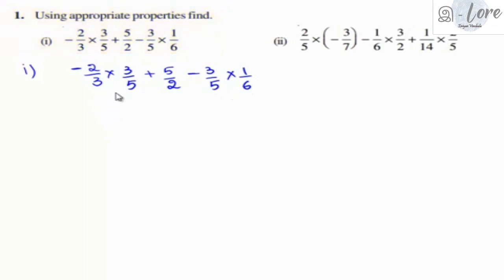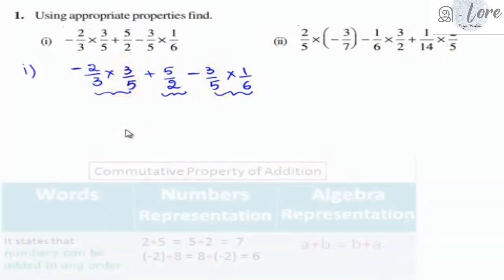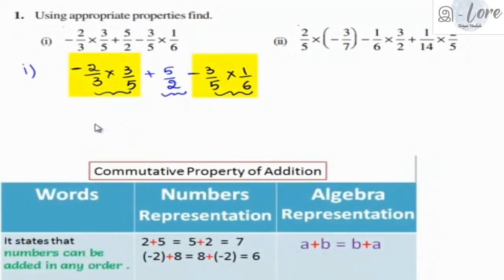We observe that the given problem contains three terms: first term, second term, and this will be the third term. We also observe that the first and third terms contain a common factor. According to the commutative property, two rational numbers can be added in any order. So we have to rearrange the terms to bring out the common factor.